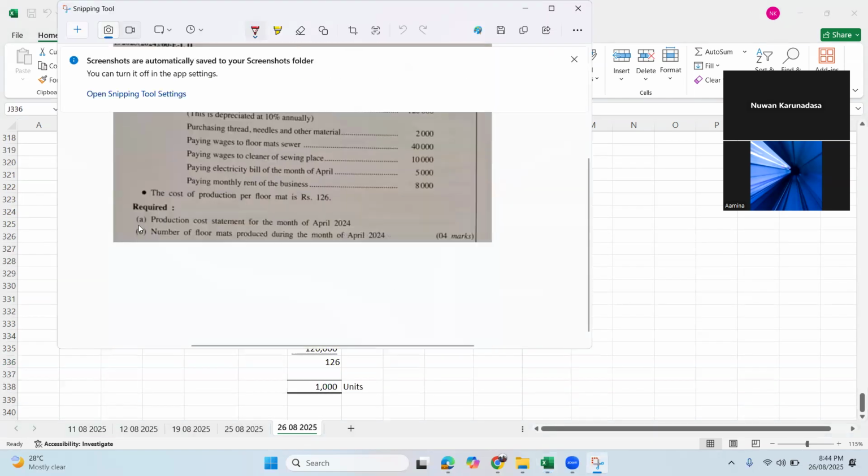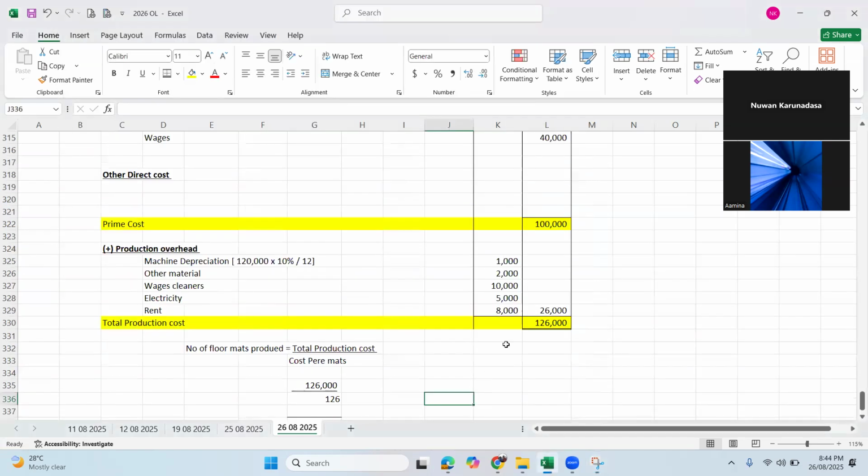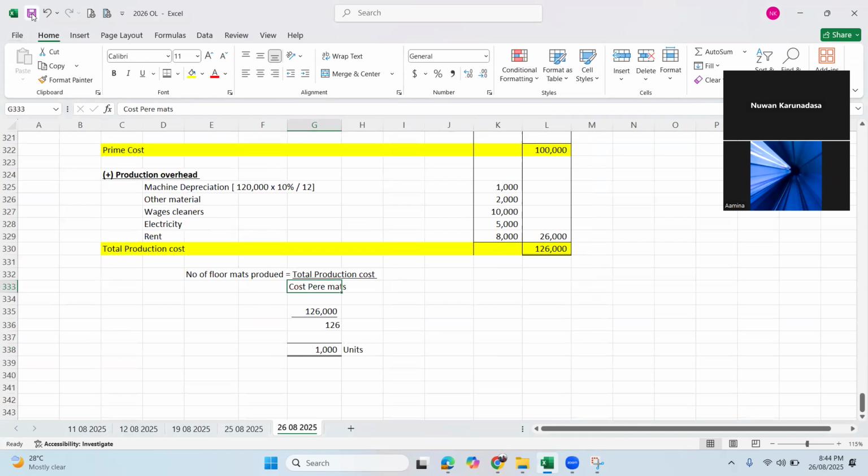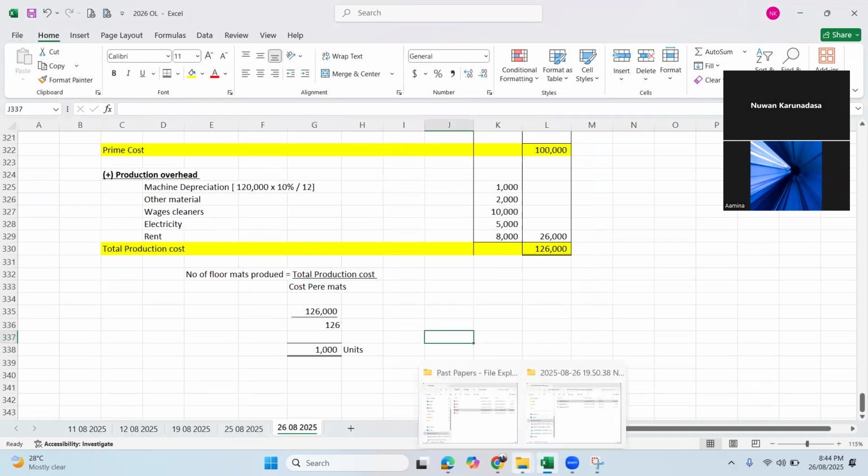They're asking you for the production cost statement for the month of April 2024, and the number of floor mats produced during the month of April 24. So we have done. So the total cost is taken. Then cost per mat is divided. Then you get the number of units produced. We'll see one more question.